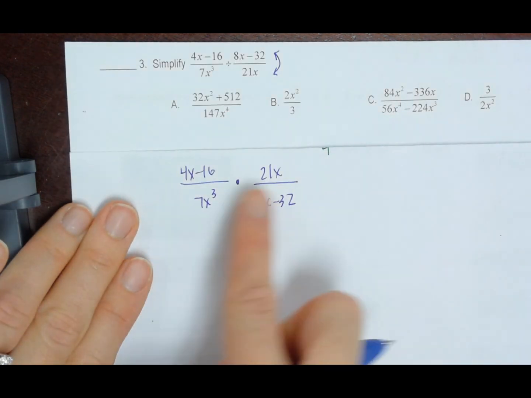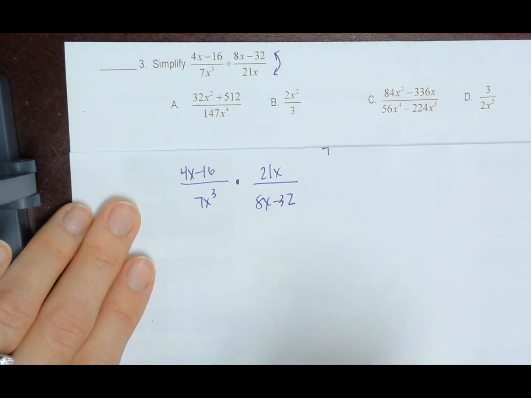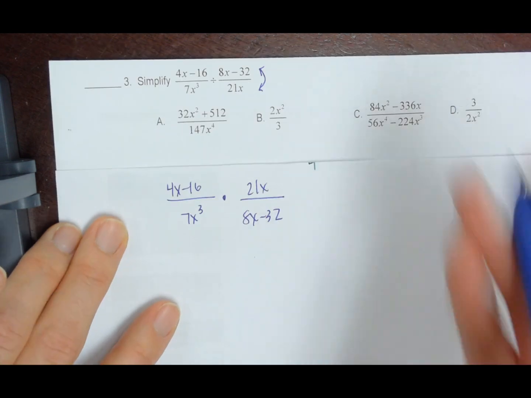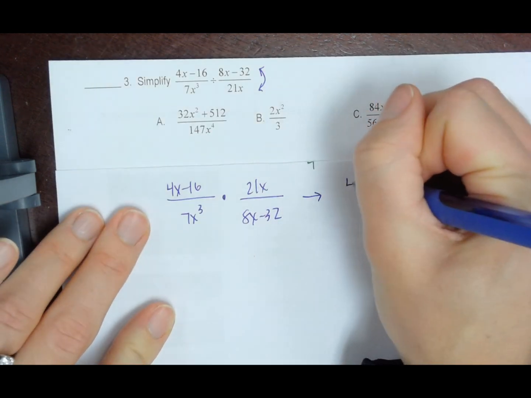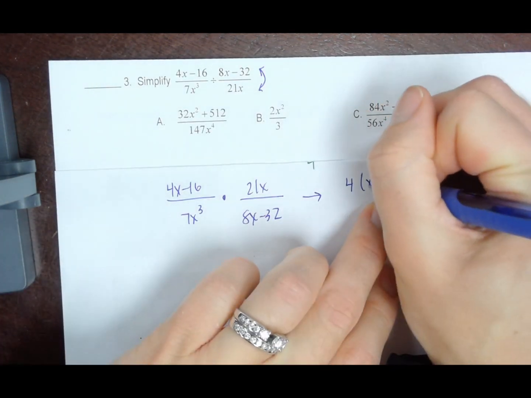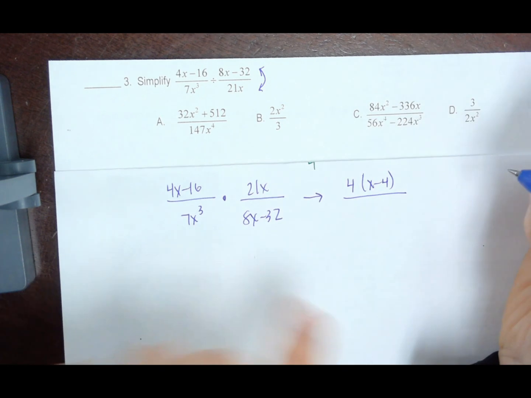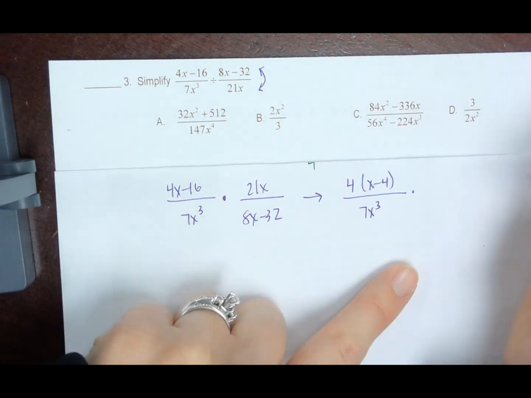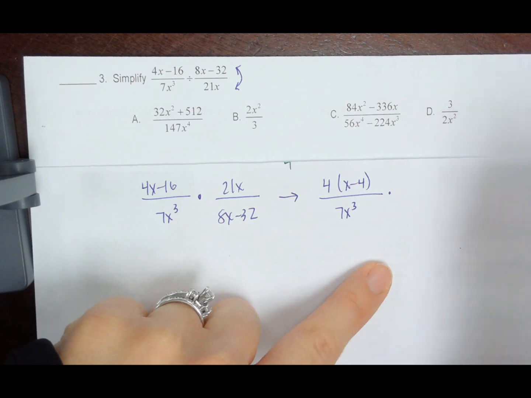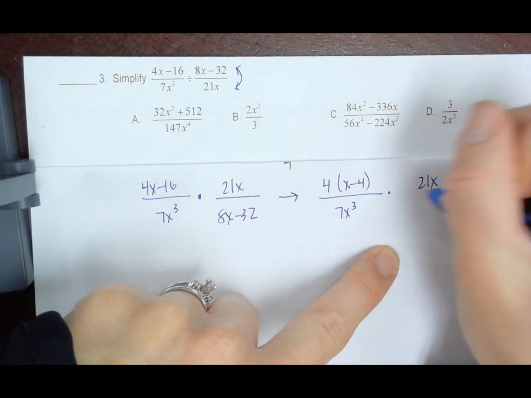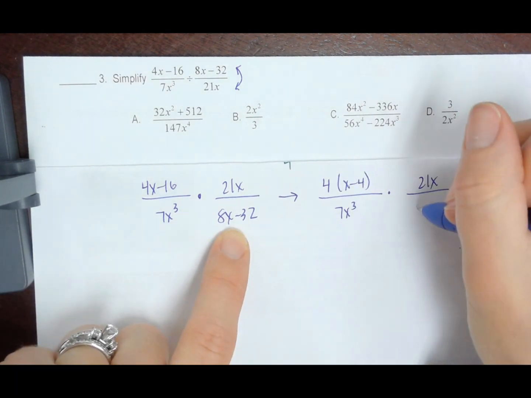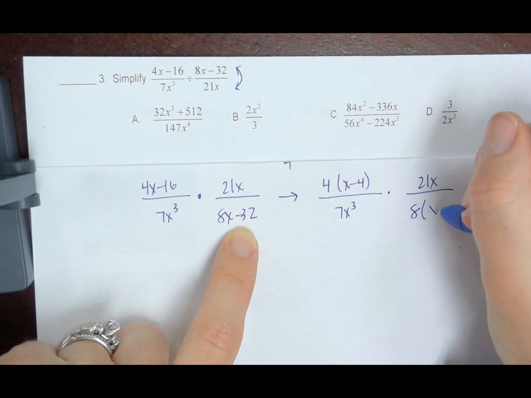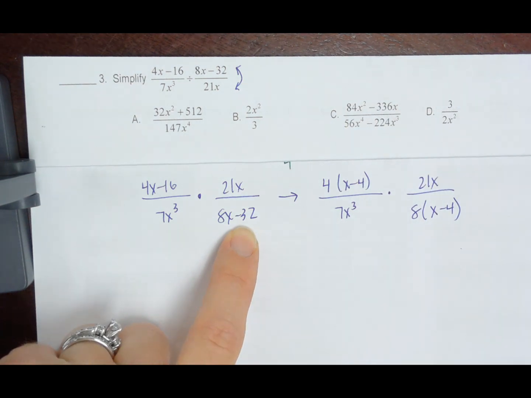So you look at each piece of the fraction and see what you can factor. So from this first fraction, we can factor out a 4, leaving us with x minus 4. We can't factor the 7x cubed. I'm going to rewrite it. And in the second fraction, we cannot factor the numerator, but in the denominator, we can factor out an 8, leaving us with another x minus 4.